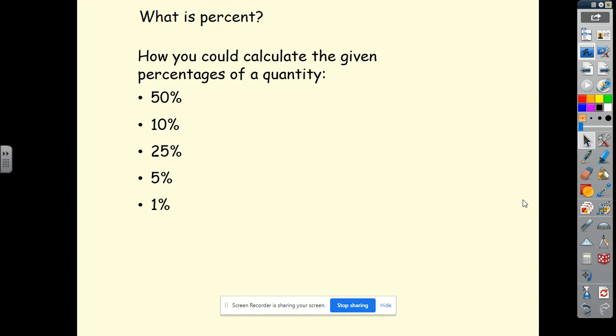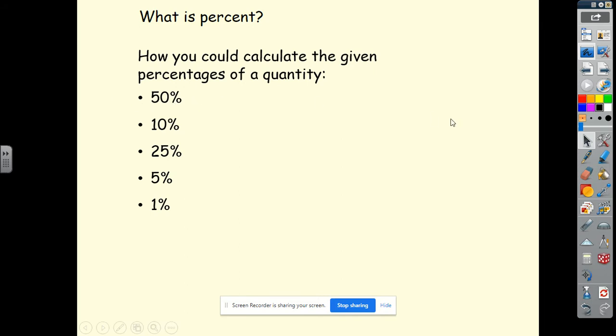Okay, so we've had a quick recap on dividing by 10 and dividing by 100 because these are really important skills to help us with percentages. So now we're going to get on with our percentages work, and we're going to be working on this over the next few lessons. So how would I work out 50% of something?